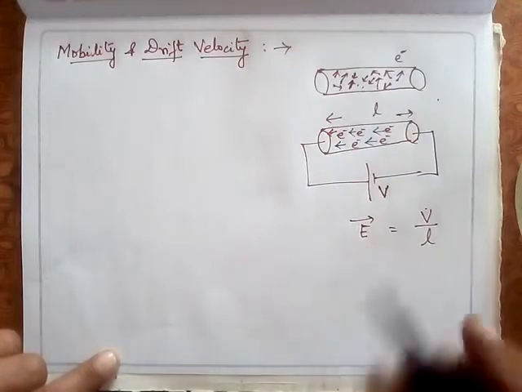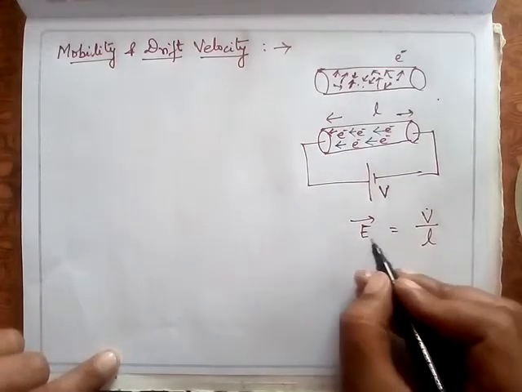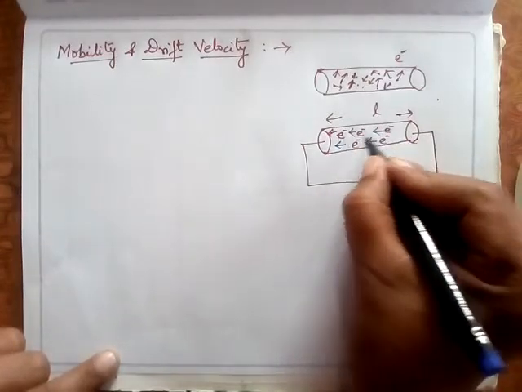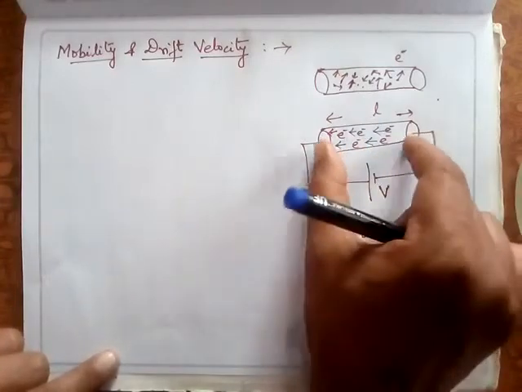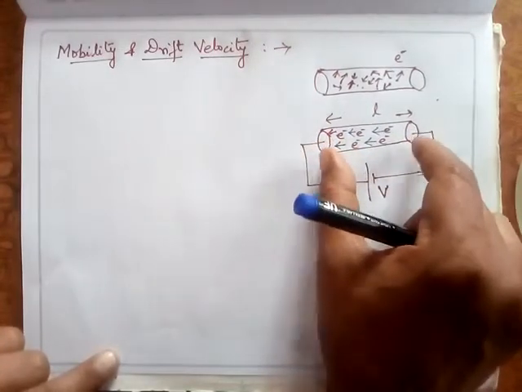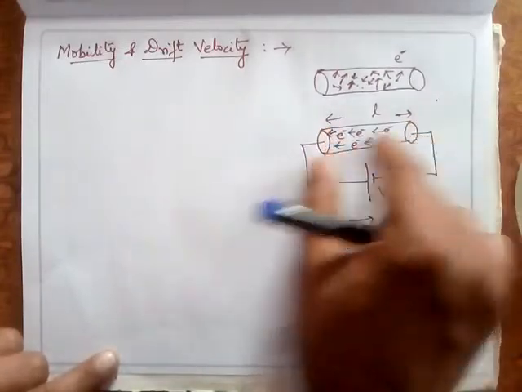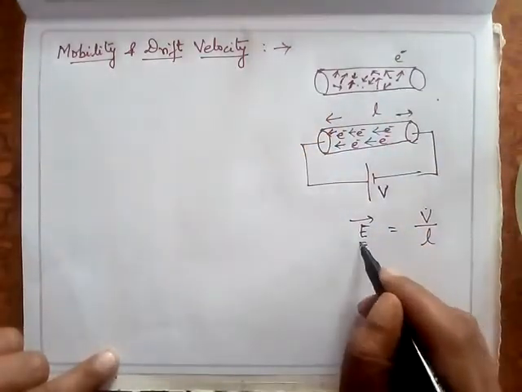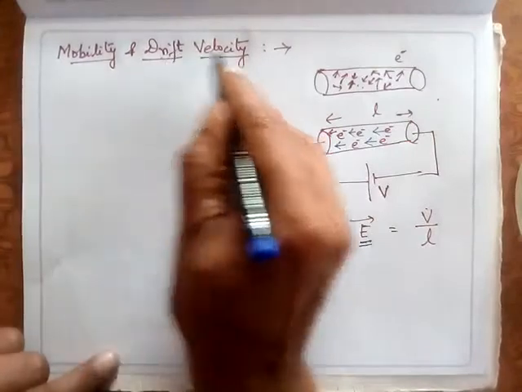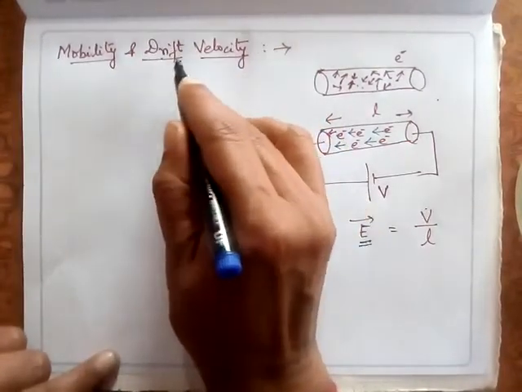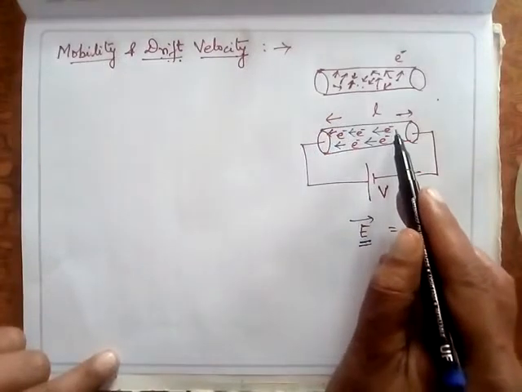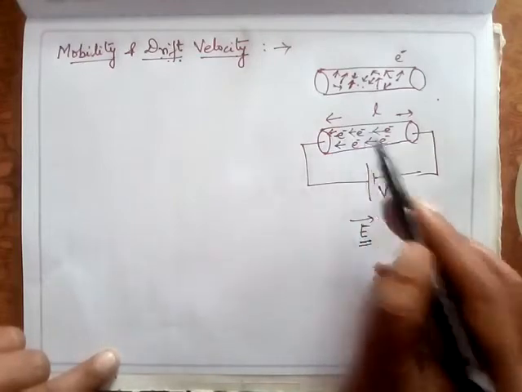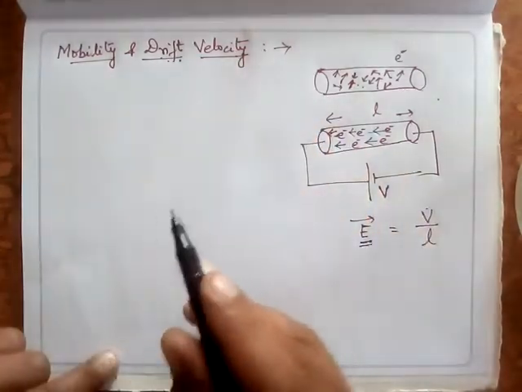Now what happens is that on the application of this electric field, you have a large number of electrons here, moving with a certain velocity. Since the number of electrons is very large, we say that they don't simply move, but they drift. On the application of this electric field, that velocity is known as drift velocity. So drift velocity is the velocity with which the electrons in a conductor or semiconductor drift on the application of an electric field.